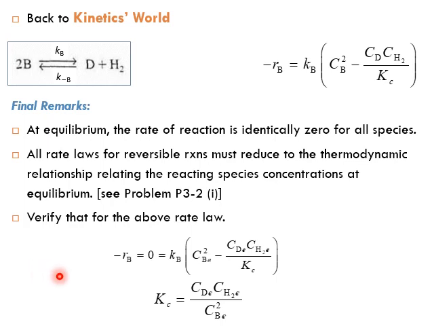So that's what is meant by this point. If we perform this step and then we find an expression for Kc which is wrong, then that means the developed rate law is wrong. For instance, if by doing this step we find that Kc equals Cd at equilibrium to the power 2 times Ch2 at equilibrium divided by Cb at equilibrium to the power 2, then we know that this expression is wrong.